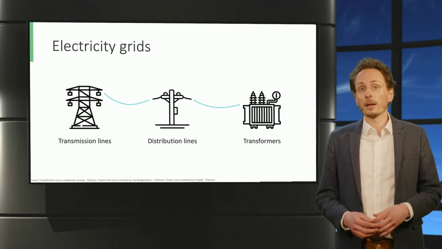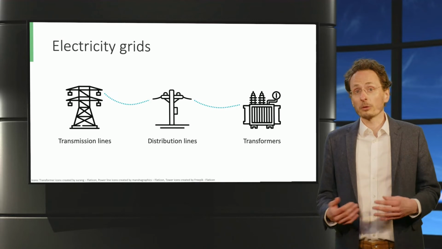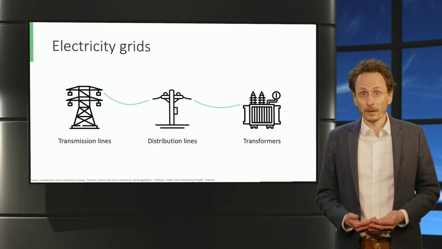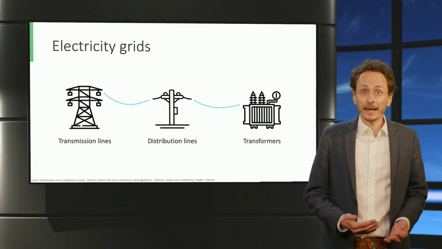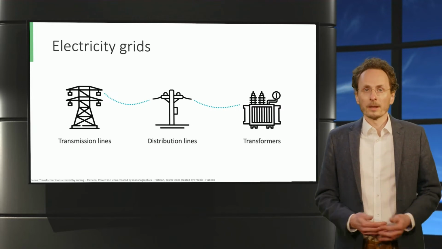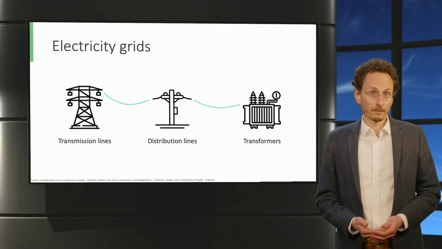In reality, there are many different grids, like transmission grids spanning continents and distribution grids for short distances in cities, all connected together. But we will ignore these details here and instead focus on the key problem. Demand and supply must always be perfectly balanced.